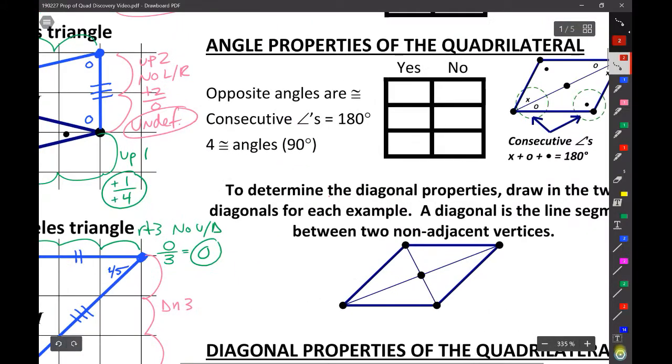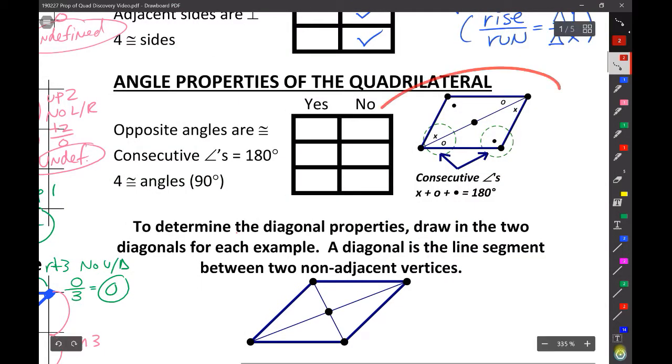I'm going to zoom in over here. Let's take a look at this example right here. All right. Let's just focus for a second on this top triangle right here. What are the 3 angle markings that make up the 3 angles of that triangle? Well, we've got an X, a hollow dot, and a solid dot. You see that? So in this top triangle, we've got an X, a hollow dot, and a solid dot. And we know that all the angles of a triangle always have to add up to 180 degrees. So that means that X plus hollow plus solid must equal 180 degrees.